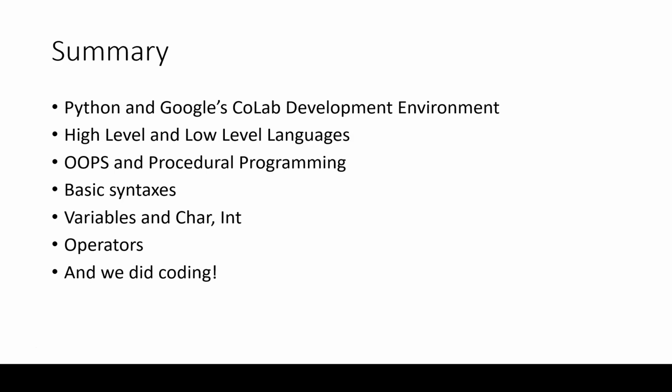We also saw the difference between high level and low level programming languages, right? Python is a high level programming language. We saw the difference between OOPS and procedural programming, right? Object oriented programming is what is called OOPS. Python is an OOPS language. We got introduced to basic syntaxes, the way of writing commands. We tested it in the development environment. We also learned about variables, characters, integers, float. We learned about operators, simple if statements, we tried it. Boolean operators also we saw. And we did coding, right? So see how easy it is. As I said, Python is a very user-friendly language, and with Google Colab, our learning will be faster and easier.